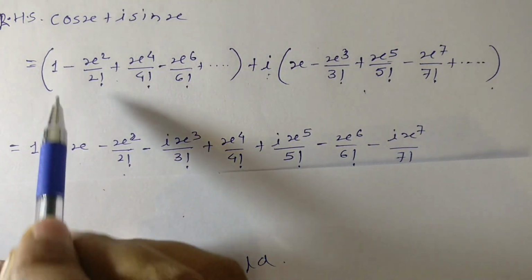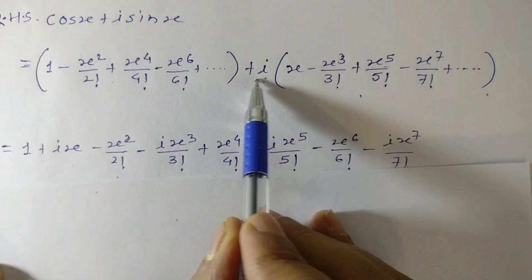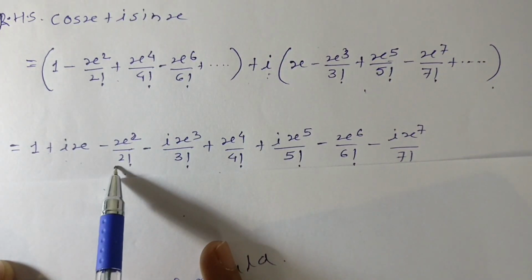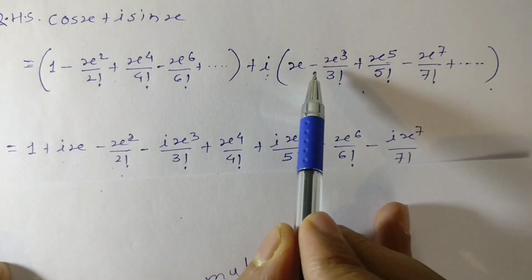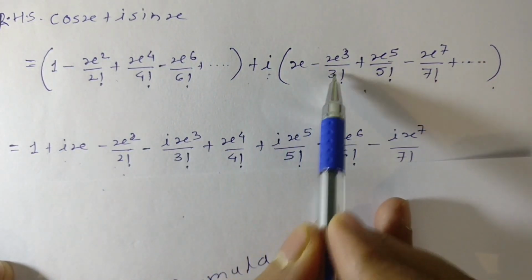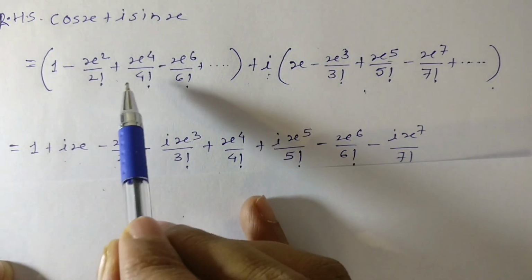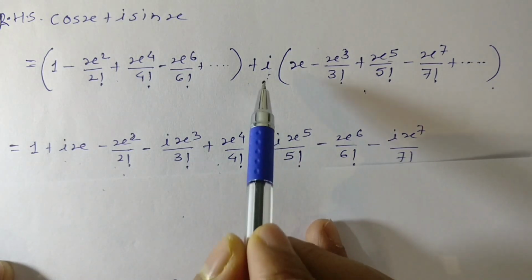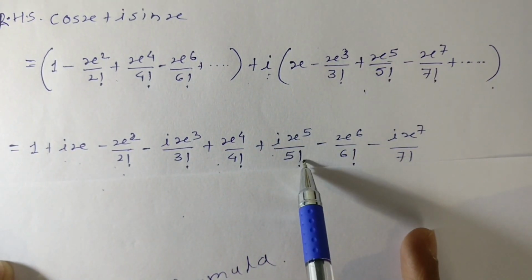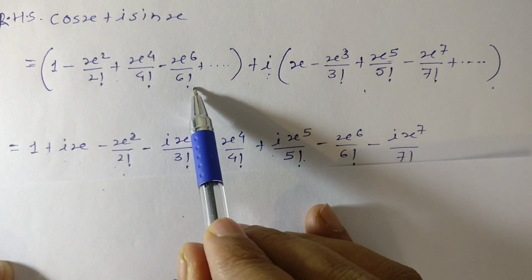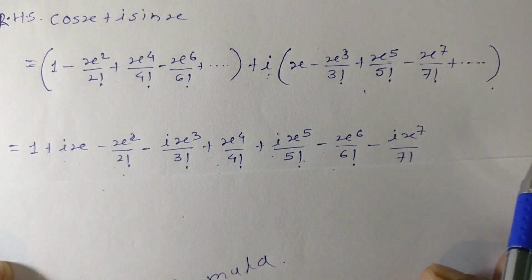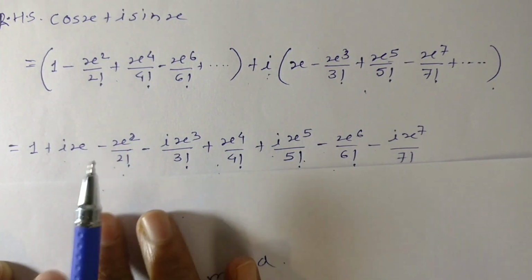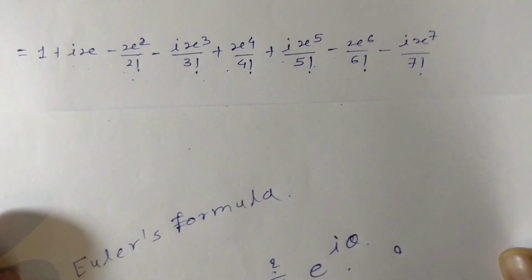So here we have 1 plus i times x, right, minus x squared by 2 factorial minus i times x cubed by 3 factorial plus x raised to 4 by 4 factorial plus i times x raised to 5 by 5 factorial minus x raised to 6 by 6 factorial and so on. You can go on like this. Now let's do a little bit of manipulation to simplify this.